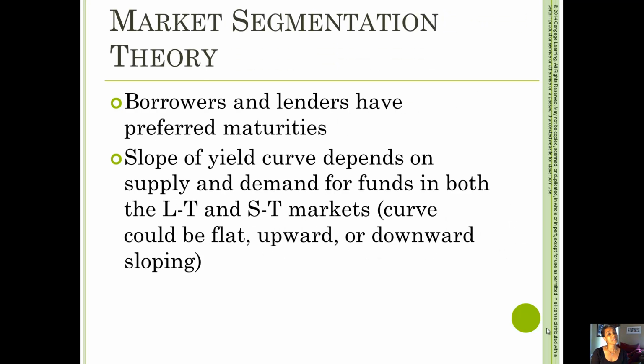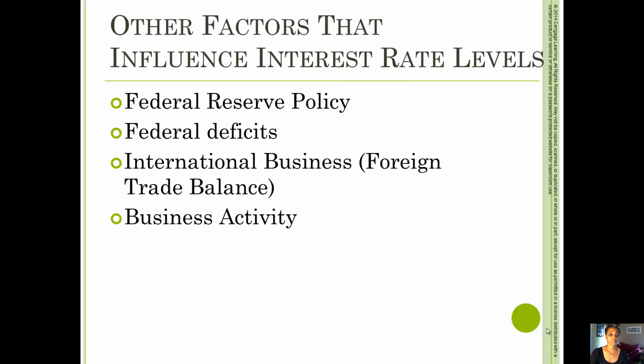So now that last theory that we mentioned, the market segmentation theory, just says that some borrowers and lenders like short-term maturities, some borrowers and lenders like long-term maturities. So the slope of the yield curve is going to depend on supply and demand relative to those who like short-term and those who like long-term.